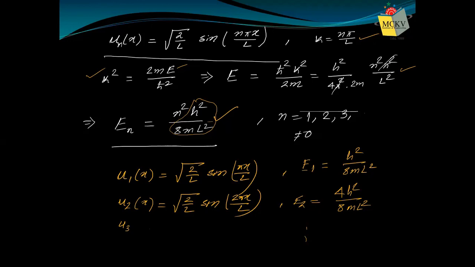This is the origin. So this is how we can find out the eigenfunction or wave function and eigenvalue or total energy for a free particle enclosed in a one-dimensional potential box.